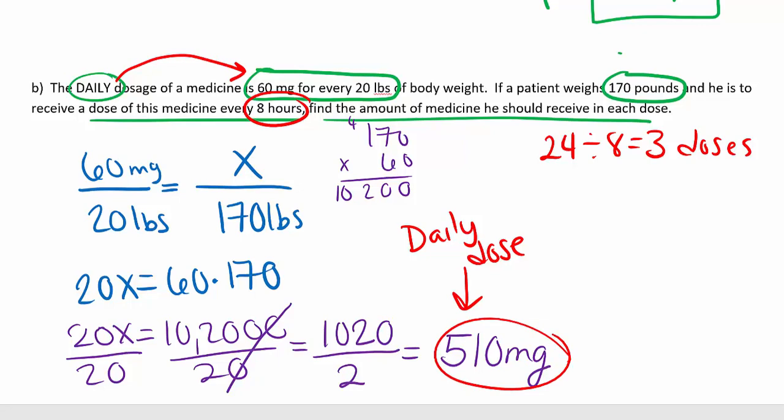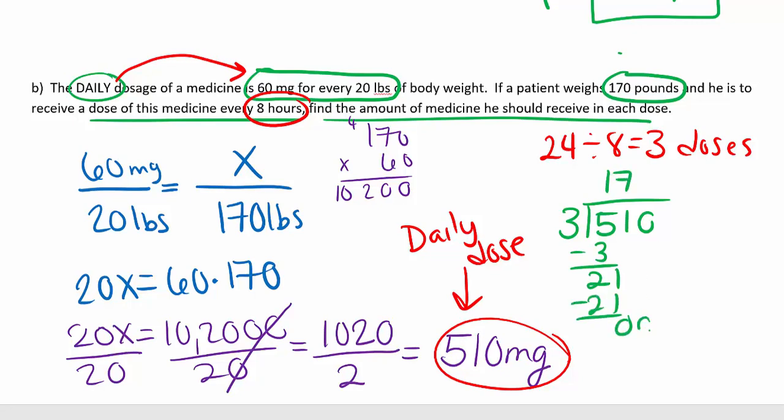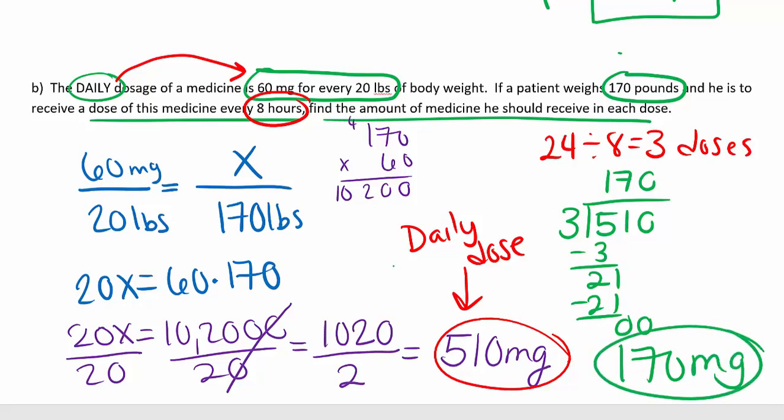So to figure out how much should each dose be, I am going to take 510 and I'm going to divide that by 3. 3 goes into 5 once with a remainder of 2. 3 goes into 21 7 times with no remainder. 3 goes into 0 0 times. And so my actual answer to this problem is 170 milligrams. So if they take 3 doses of 170 milligrams, that should add up to 510 milligrams.